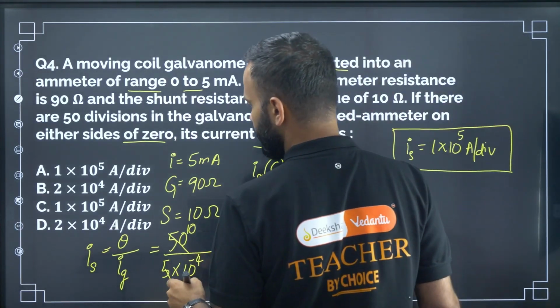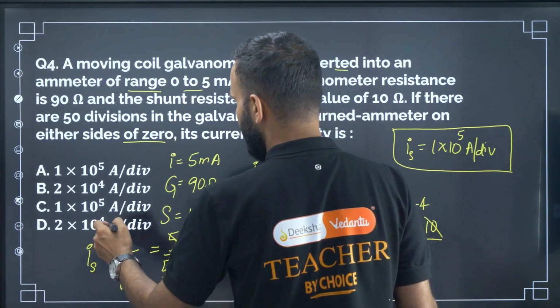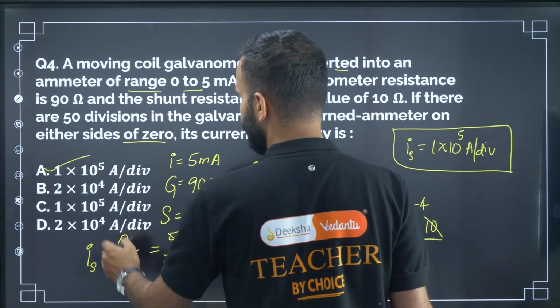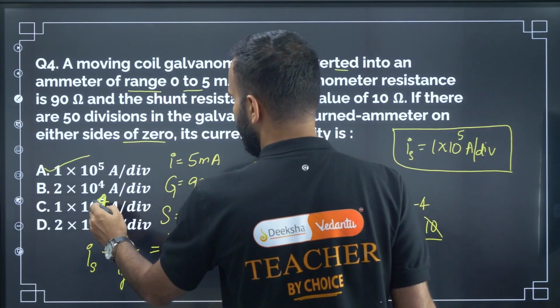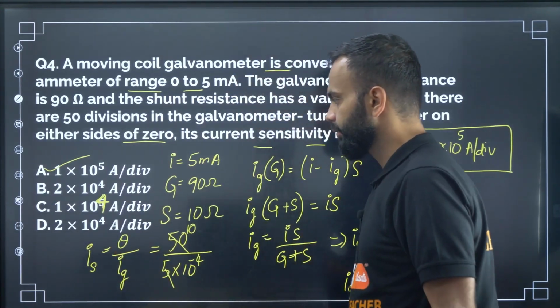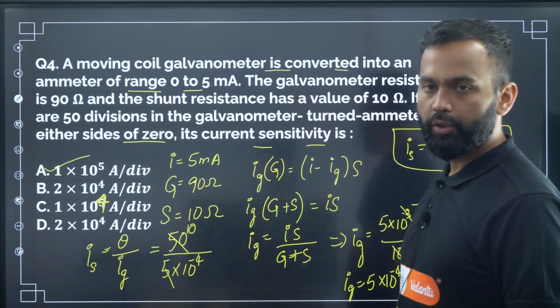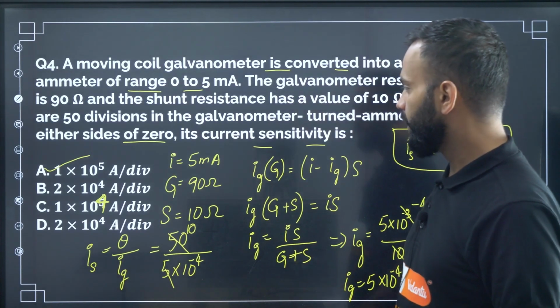Hence the correct option is A. Okay, so this has to be 10 to the power 4. Hence the correct option is A, 1 into 10 to the power 5 ampere per division.